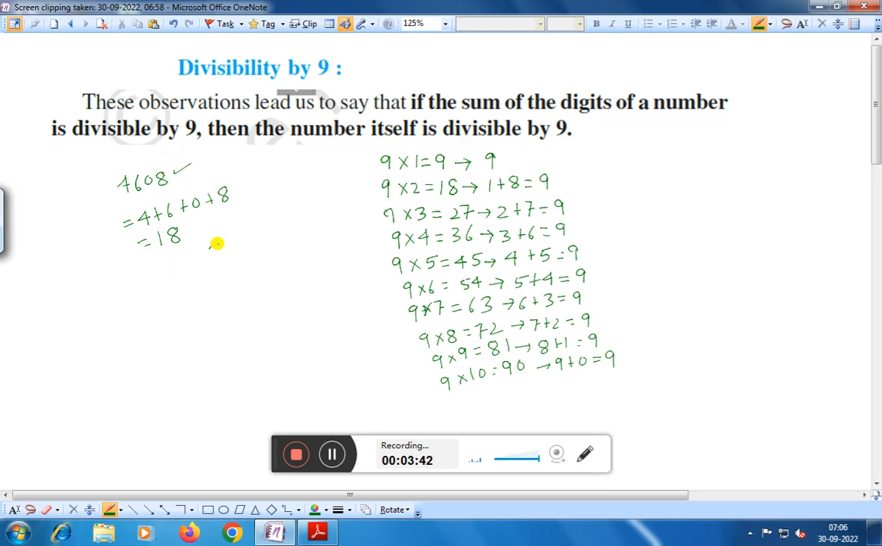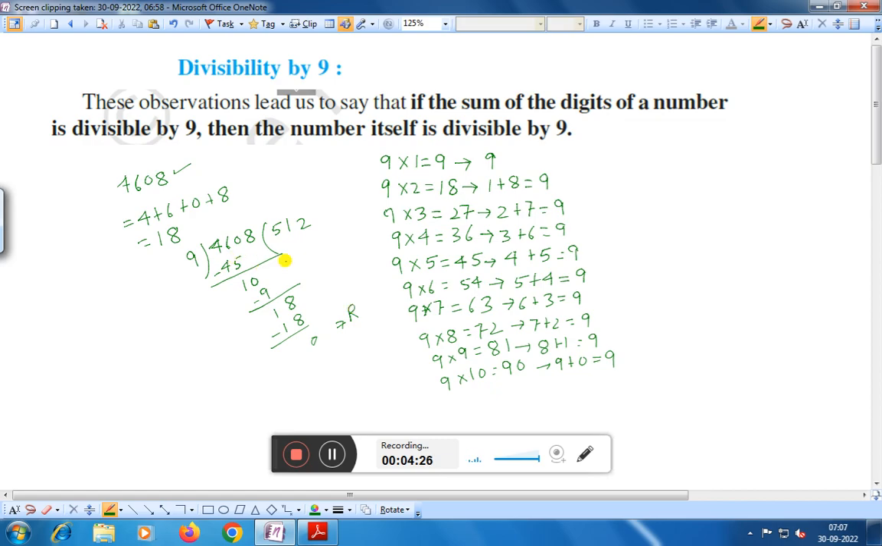Right? Let us divide 4608 by 9. 5 9 is 45. Here 6 minus 5 is 1, then 0 down, that is 10. 9 1 is 9. 10 minus 9 is 1. 8 down, 18. 9 2 is 18. Therefore, you see here that the remainder is 0. Right? That means if the sum of the digits of a number is divisible by 9, then the number itself is divisible by 9.